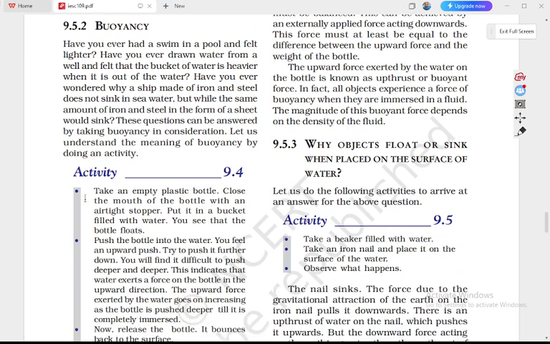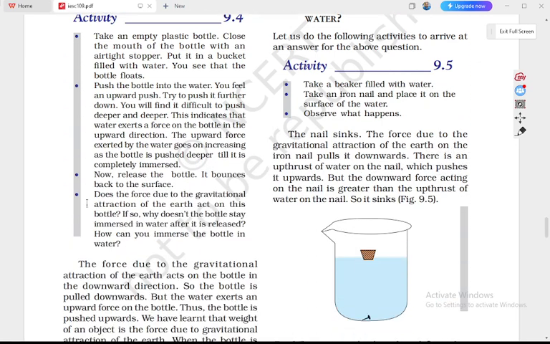Let us understand the meaning of buoyancy by doing an activity. Right here, there is an activity. Take an empty plastic bottle, close the mouth of the bottle with an airtight stopper, and put it in a bucket filled with water. You see that the bottle floats. Push the bottle into the water. You will feel an upward force. Try to push it further down. You will find it difficult to push deeper and deeper.